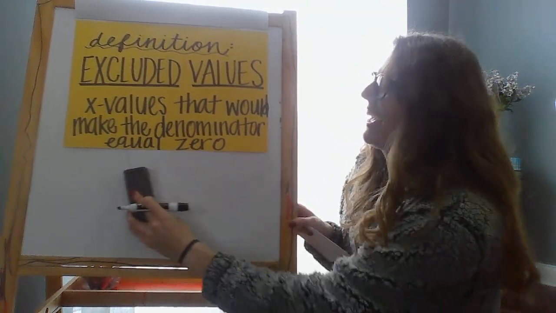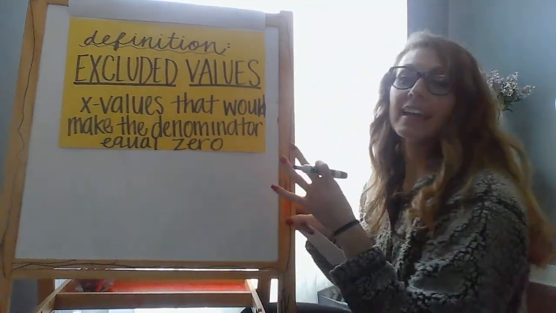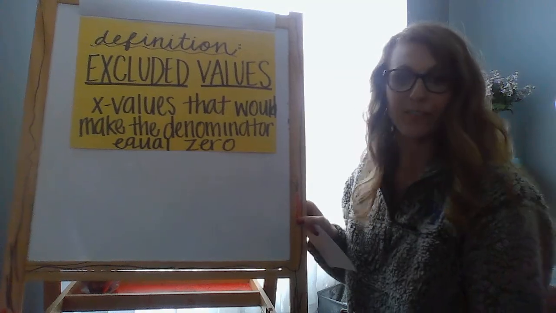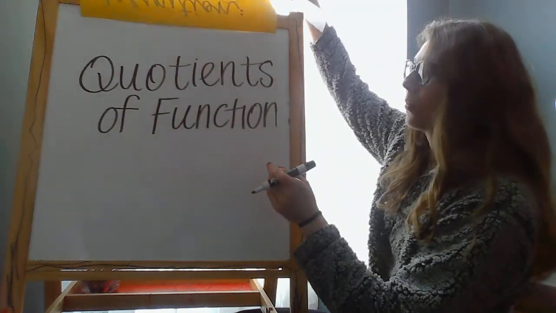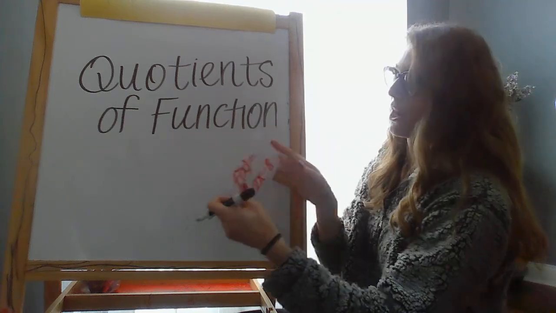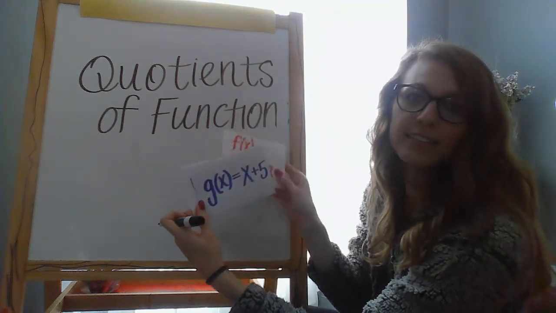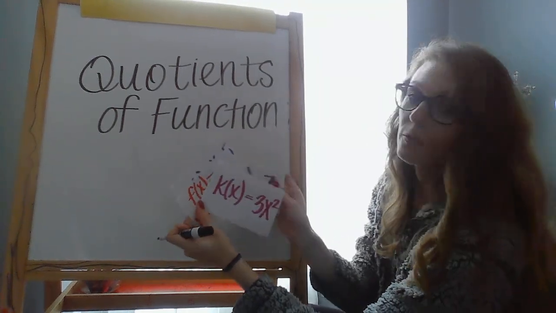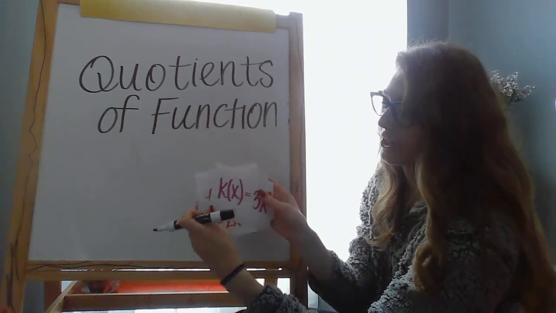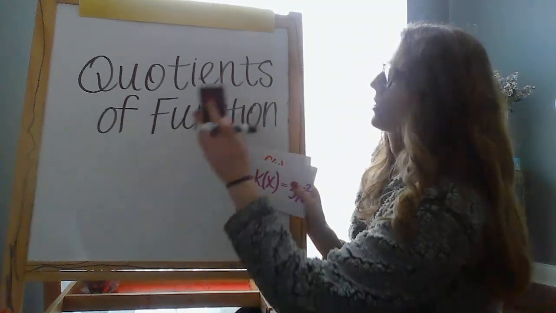Okay? I am not used to writing on this little whiteboard and I run out of room very quickly. All right, so we are going to be dividing functions today and then looking for our excluded values. So what I have for us as we talk about quotients is a bunch of different functions. So we've got f of x, g of x, all these different functions, and we're going to look at a few examples together, okay? And again, you're going to be writing these examples down in your notes as we go along.